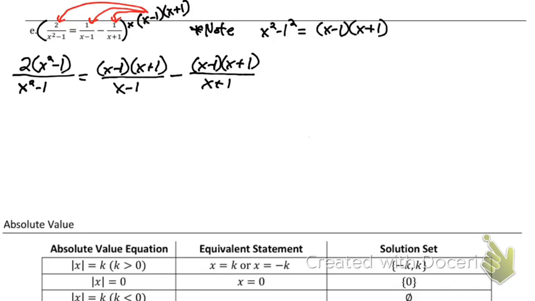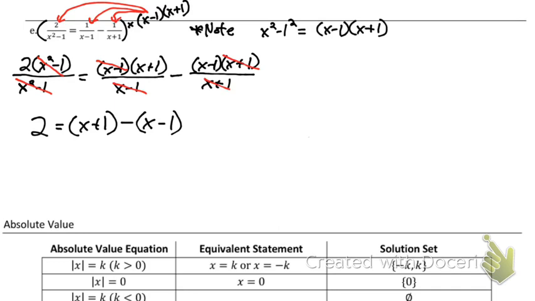Cool. Let's cancel out some stuff. So in that first 2 times x squared minus 1 over x squared minus 1, the x squared minus 1s will cancel out. I'm just left with that 2. In our next one, our x minus 1s will cancel out. And I'm left with x plus 1. In the other one, our x plus 1s will cancel out. And we're going to lead us to what 50% of you are going to do wrong, at least.